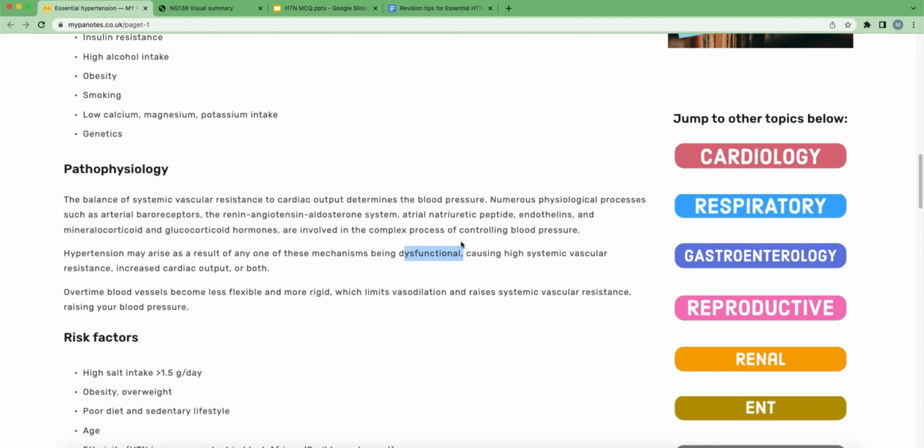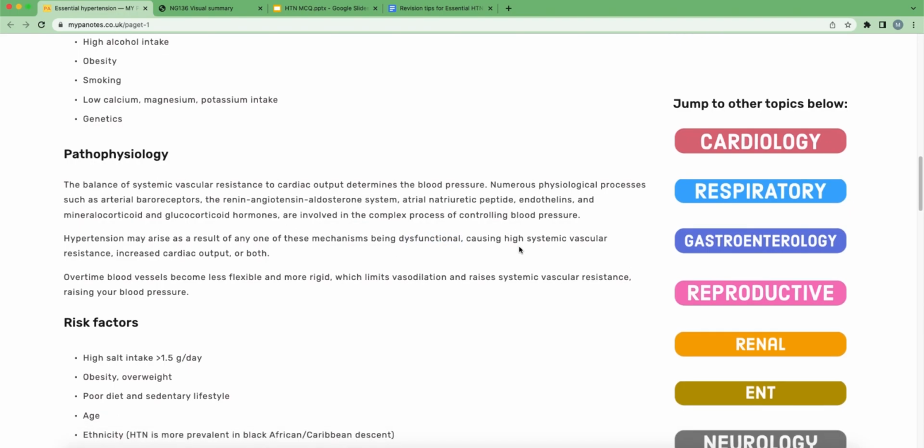And when there's a dysfunction, obviously it causes high systemic vascular resistance and increased cardiac output. Over time, the blood vessels themselves become less flexible, more rigid, which limits vasodilation, and obviously vasoconstriction follows up, raising your blood pressure.